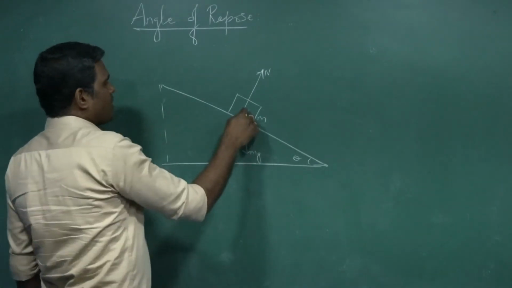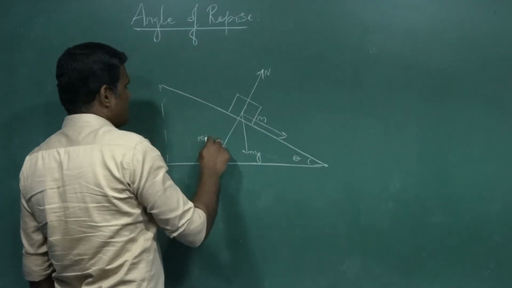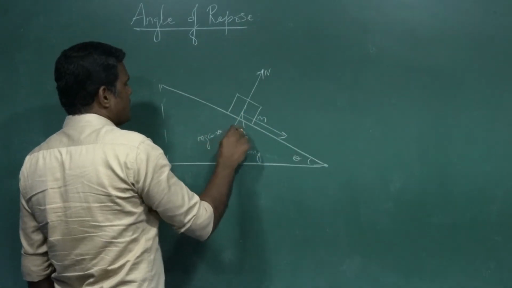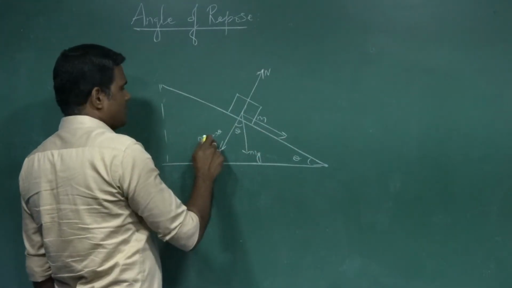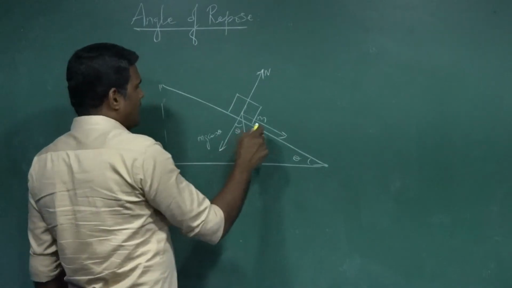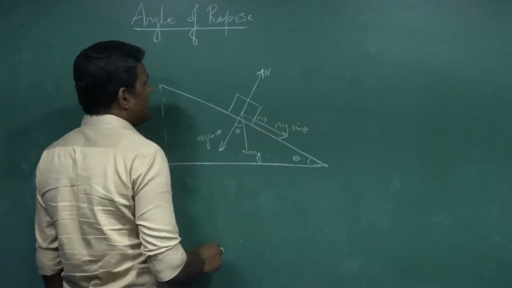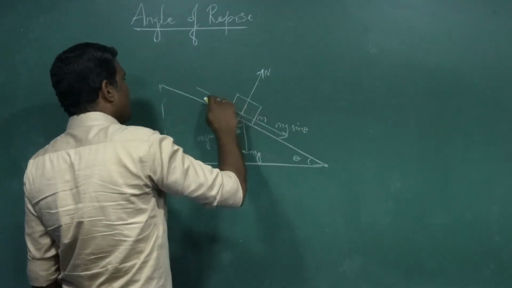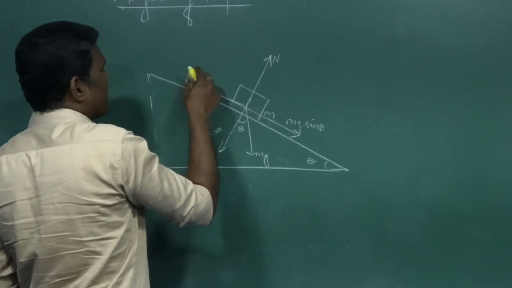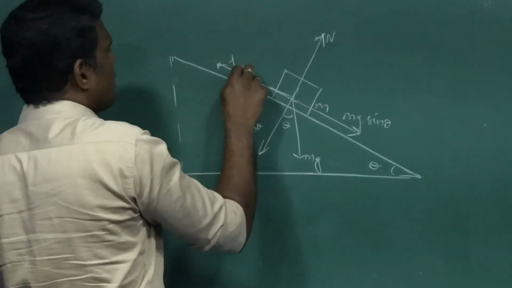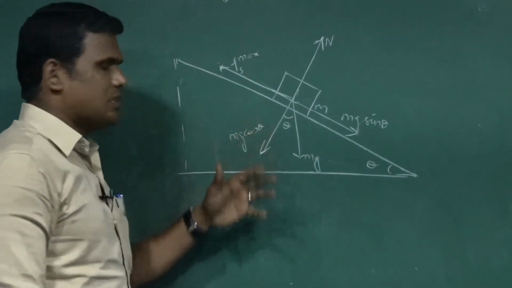This mg can be resolved into two components. One is mg cos theta, because if this angle is theta, this angle is also theta. I can say this as mg cos theta, and then this can be taken as mg sin theta. Then the maximum static frictional force will be acting in a direction opposite to mg sin theta, so I can mark it as Fs maximum. In order to explain the diagram, I am telling all this.